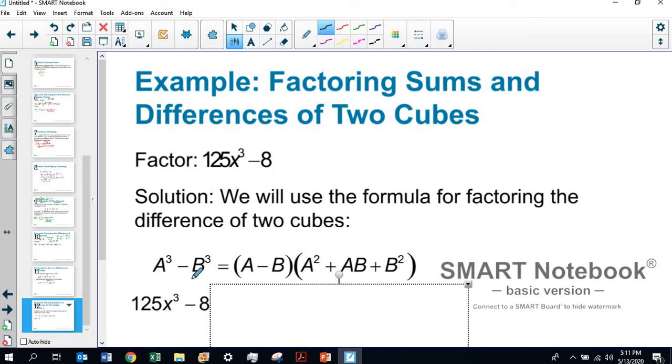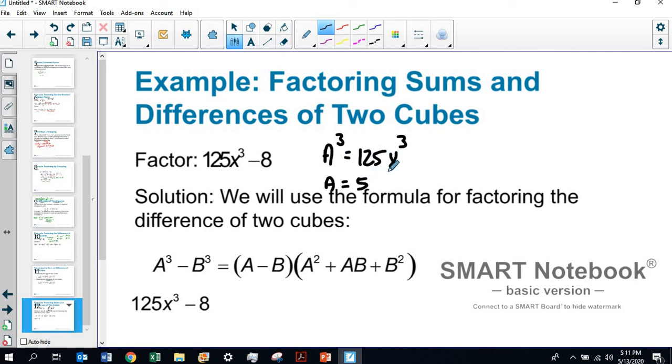So let's take a look at an example there of 125x cubed minus 8. So again, a cubed minus b cubed, what's playing the role of a cubed? a cubed is 125x cubed. Well, if that's a cubed, then what's a have to be? The cube root of 125 is 5. Your calculator can help you with that. The cube root of x cubed is just x. So a is 5x. b cubed is 8, and so that means b is the cube root of 8, which is equal to 2.